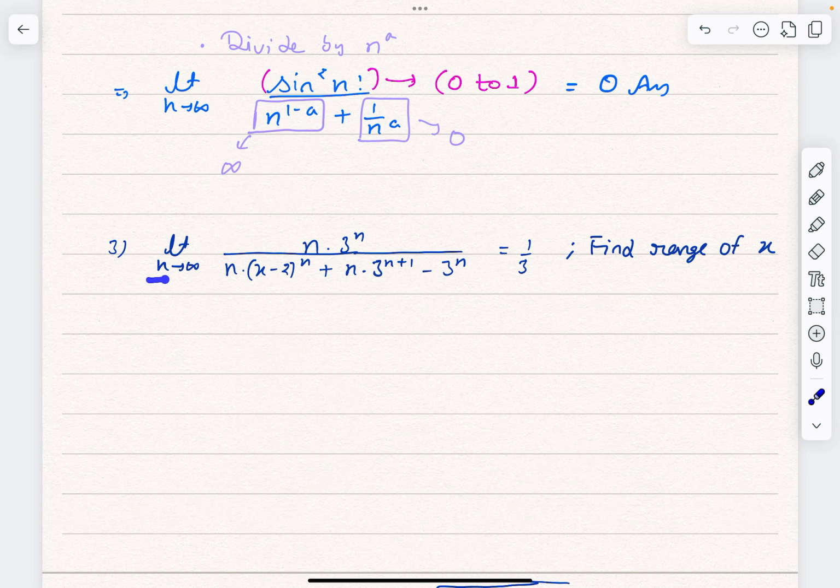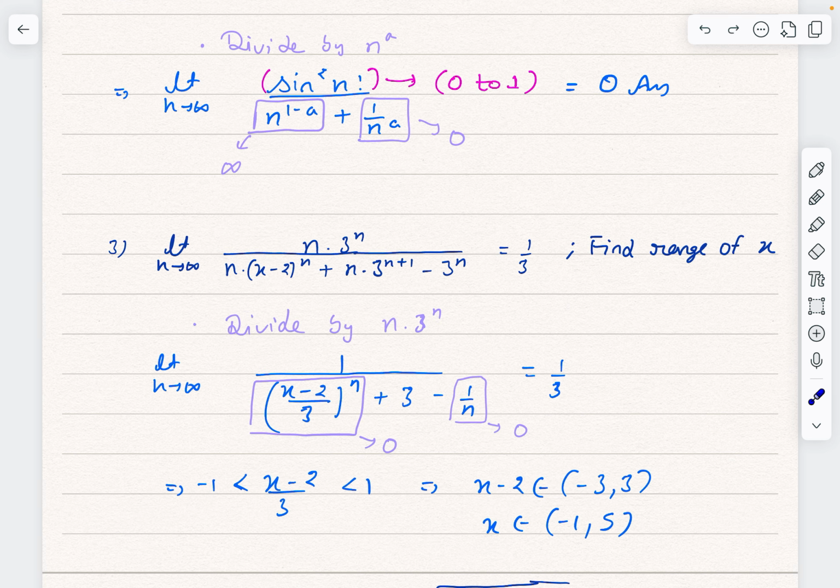We have the limit as n tends to infinity of n into 3 power n divided by n into (x minus 2) power n plus n into 3 power n plus 1 minus 3 power n, equal to 1 by 3. Find the range of x. So the limit is given here, you have to find the range of x. Give it a try, guys. Let us start the discussion.